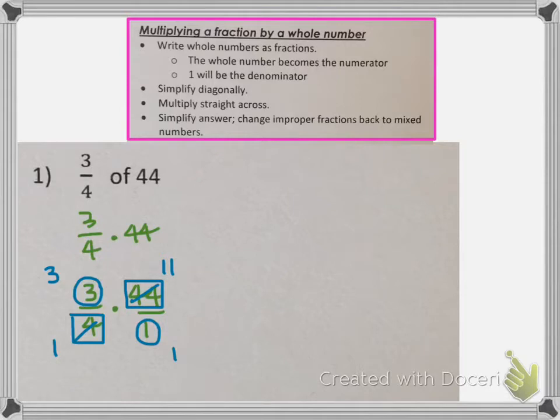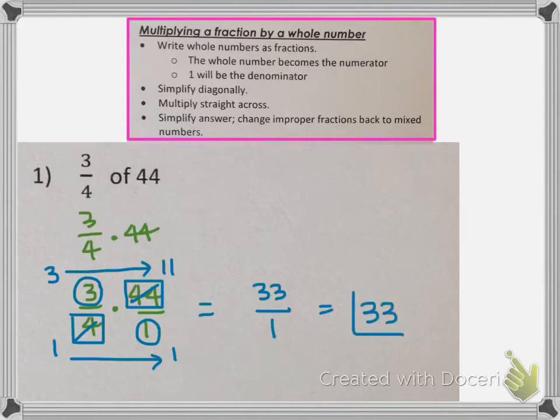And now I'm going to multiply straight across. So I'll do numerator times numerator, 3 times 11, which gives me 33. And then I do denominator times denominator, which is 1 times 1, and that gives me 1. So I have 33 over 1. Our last step is to simplify our answer and to change improper fractions back to mixed numbers if we have any improper fractions, which here we do. We have 33 over 1, which is simply 33, right? Because 33 divided by 1 is 33.